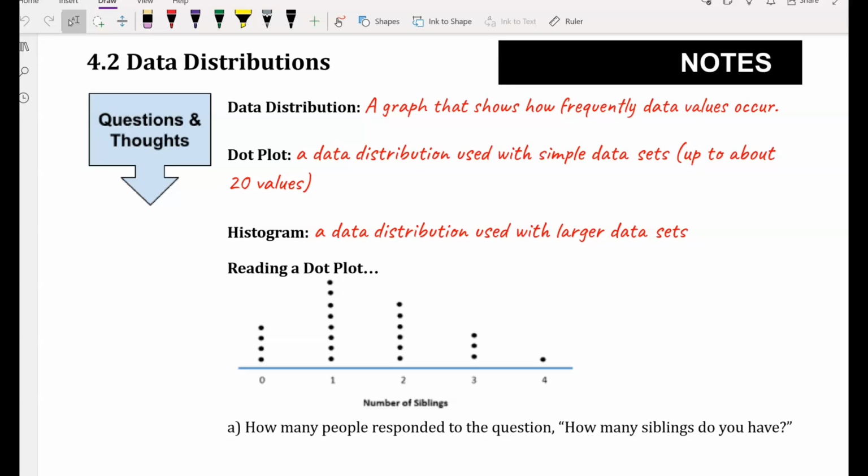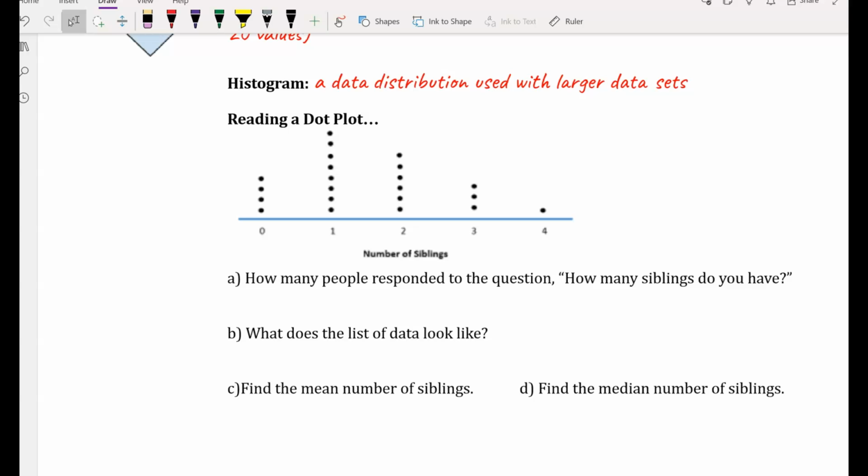A dot plot is a data distribution that's used with simple or smaller data sets for up to about 20 values. A histogram is another type of data distribution graph that's used with larger data sets. Let's read a dot plot together.